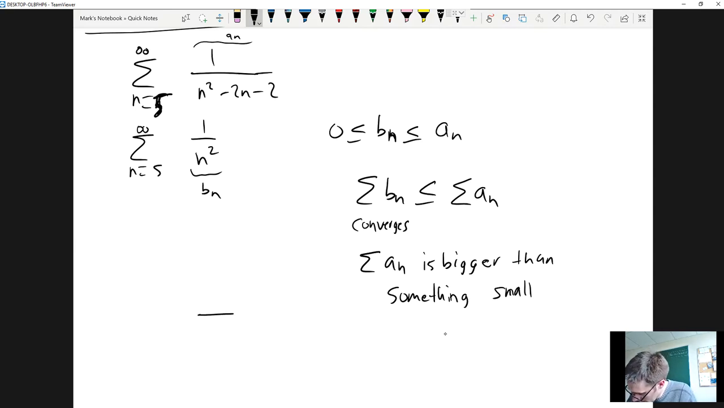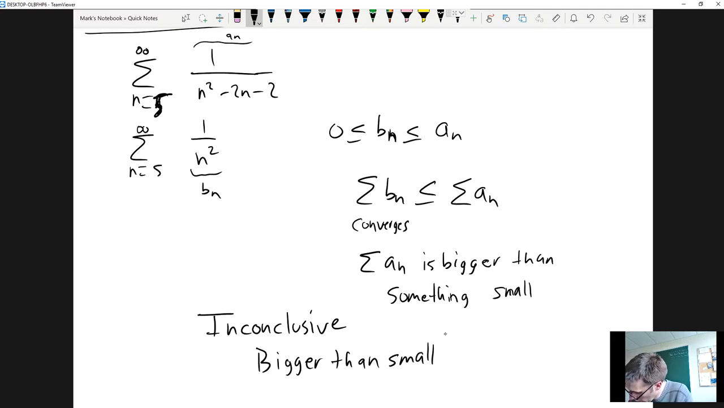So this is what we would say is an inconclusive test. Inconclusive. And that would be a reasonable thing to conclude when you have something bigger than something small, or equivalently when you have something smaller than something big. And again, I'm using big and small as shorthand for convergent and divergent. Small means convergent, big meaning divergent.